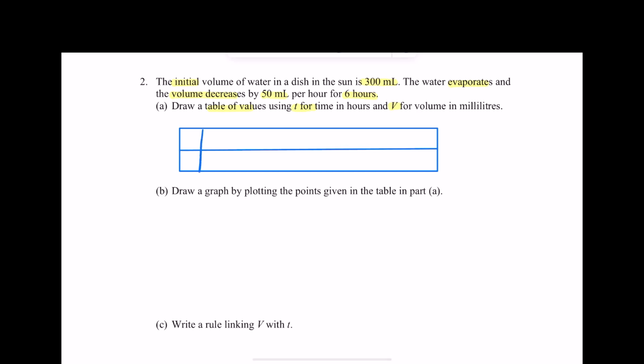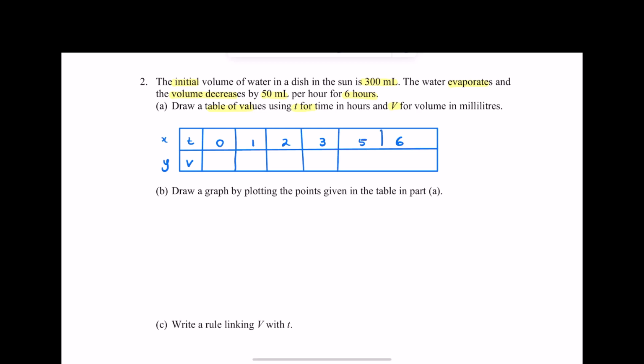And instead of X and Y, I now have time and volume. And we're looking at our time from 0 to 6: 2, 3, 4, 5, 6, because we're going to a maximum of 6 hours. So now I'm just going to finish off my table.